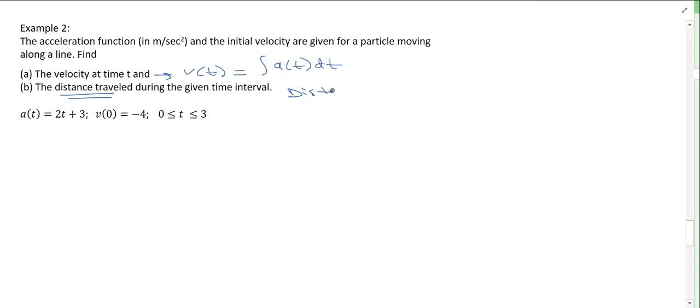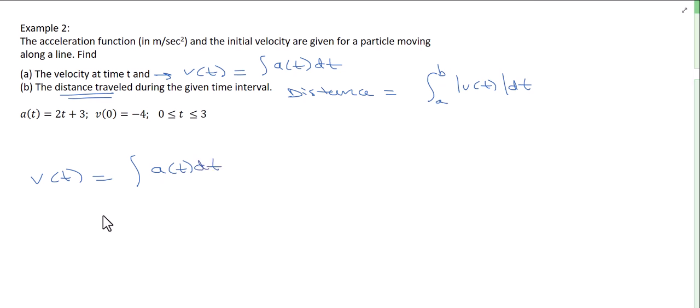The distance traveled is the integral from a to b of the absolute value of the velocity function, the rate of change. So we need to first find the velocity function. I know the velocity is the antiderivative of the acceleration. So let's find the antiderivative of that.